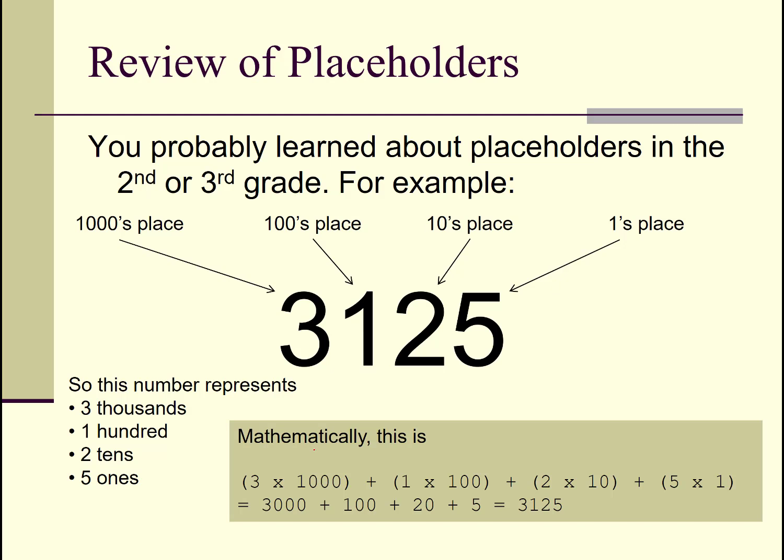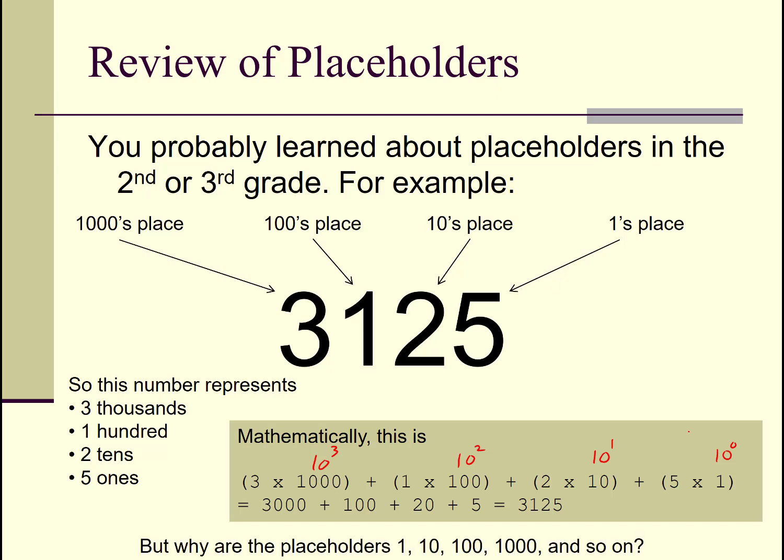Let me write it in another way, which is 3 multiplied by 10 to the power 3, and 1 multiplied by 100, which is 10 to the power of 2, and this is 10 to the power of 1, and let me write this 10 to the power of 0. Try to see the pattern happening here, okay?